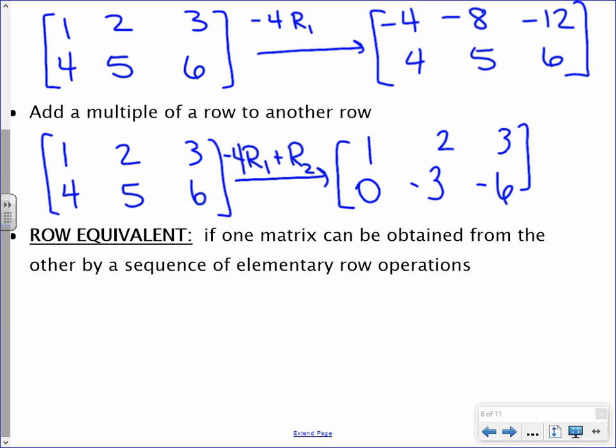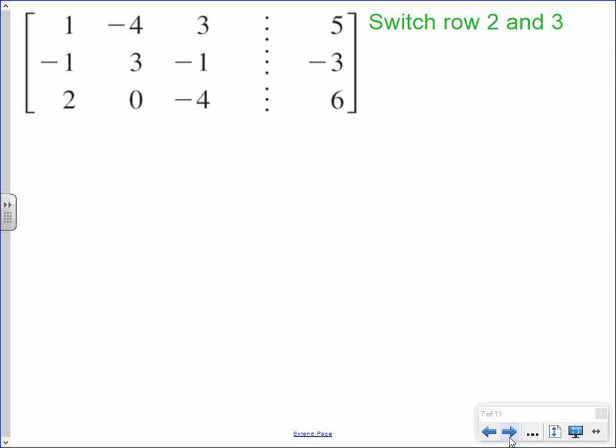So we're gonna practice this. On the next slide, I have a matrix. I want you to go ahead and copy it down. Okay, I'll read them off to you. If you want to listen, you can. The first row is 1, -4, 3, 5. The second row is -1, 3, -1, -3. And the third row is 2, 0, -4, 6.